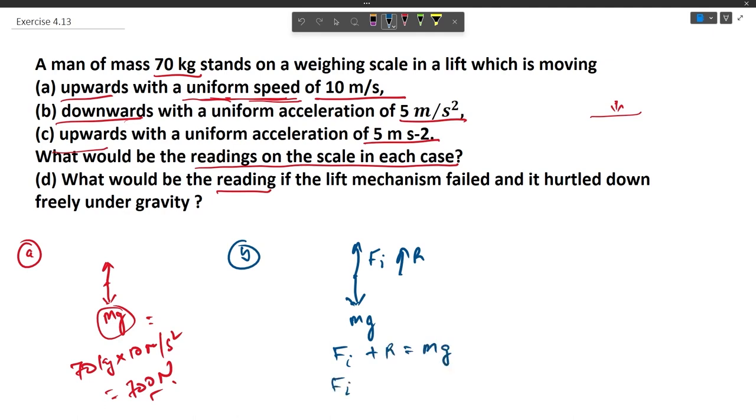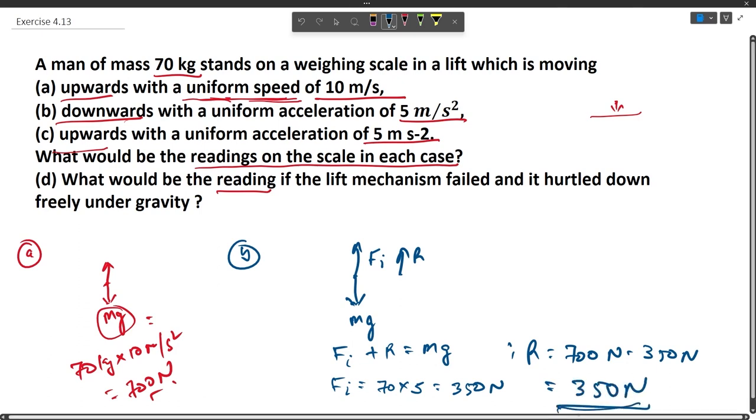Here Fi would be equal to mass times acceleration, that is 70 multiplied by 5 meter per second square, that is 350 Newton. So R would be 700 Newton minus 350 Newton, or it is 350 Newton. So the reaction force that is applied by the weighing scale in the upward direction would be 350 Newton, or the reading would be equal to 35 kg.